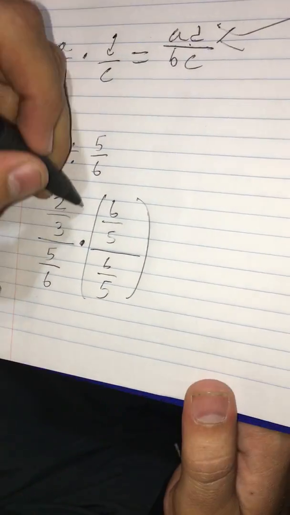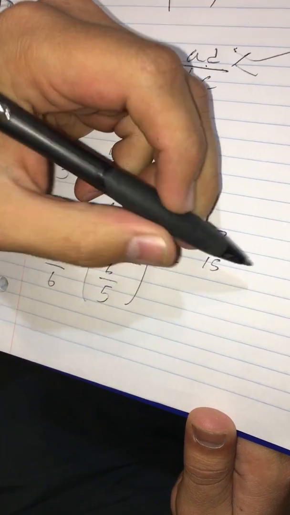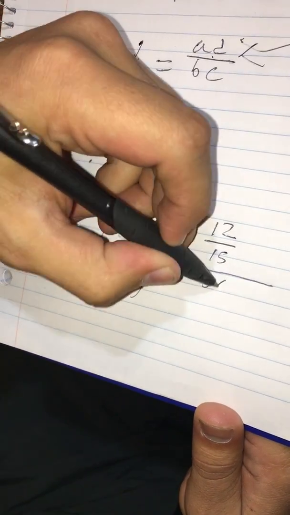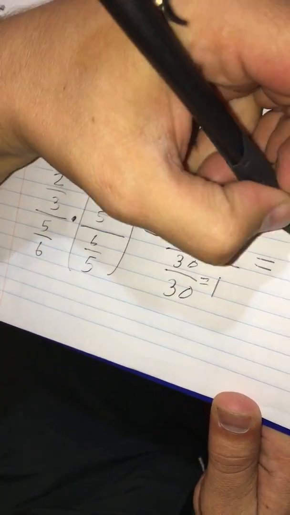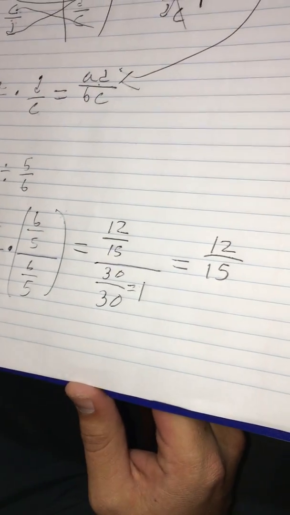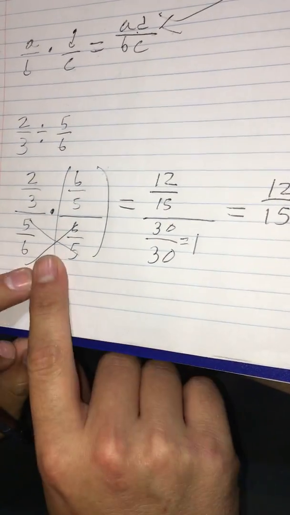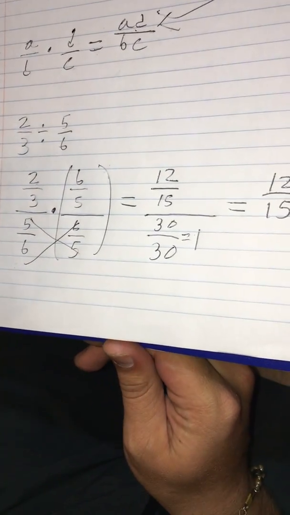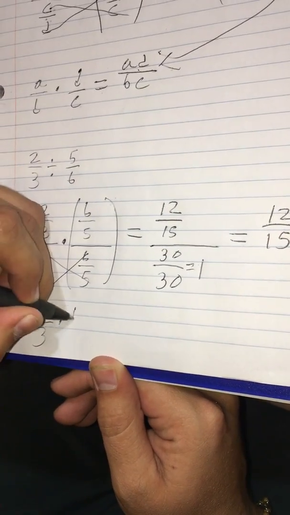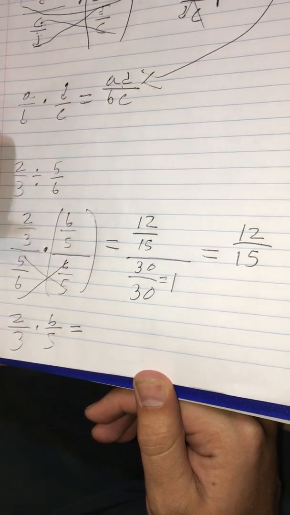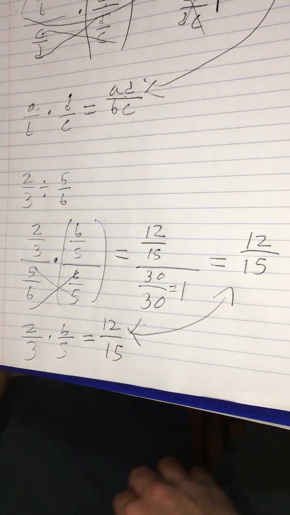Multiply that, we get 12 over 15 over 30 over 30, which ends up equaling 1, and we get 12 over 15. Now we know that these bottom fractions cancel out because they are reciprocals of each other. So we can even put that 2/3 times 6 over 5 is going to equal 12 over 15. And yet we're left with the same answers.